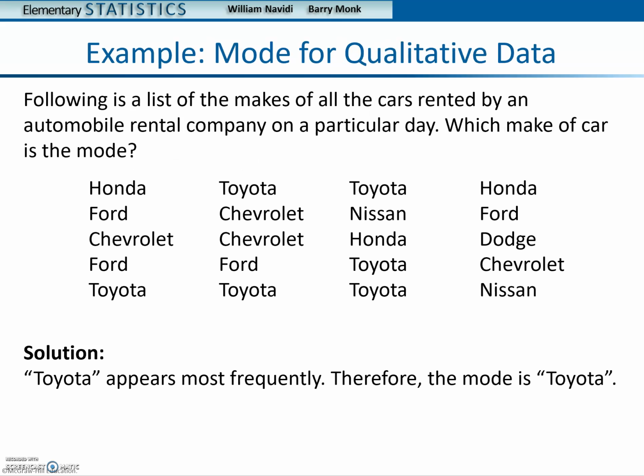Again, we have a list of cars on a particular day. Which car is the mode? Again, you're just looking to see which name appears the most, and Toyota appears the most frequently, so that would be the mode. But you certainly couldn't add these up and divide by how many there were. That wouldn't give us any indication of anything.